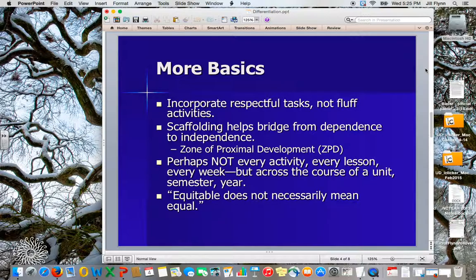Speaking again to the issue of how often, you certainly don't need to do it every day or every lesson. Working in the sense of a week or a unit or a semester is a little less overwhelming. And just remember that what's equitable, what's fair and just, is not always the same for all students. Just like students with visual impairments need certain accommodations, or people park in handicapped parking spaces, that doesn't mean that it's not fair and equitable.